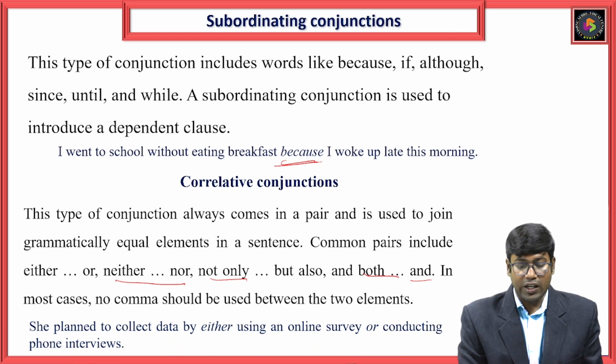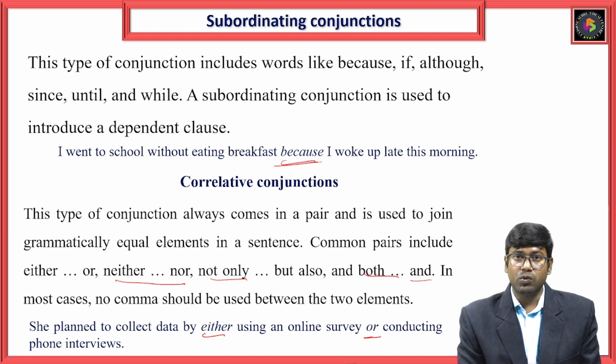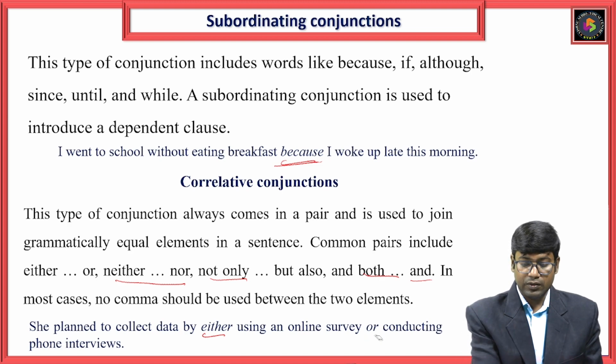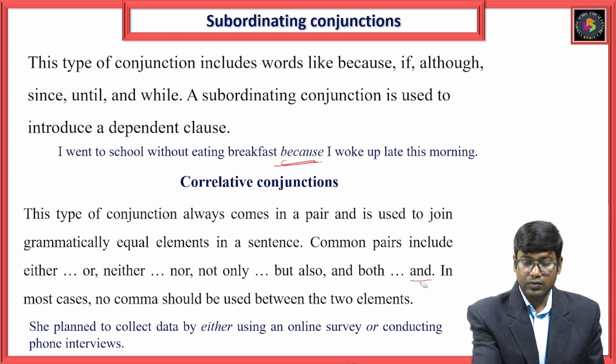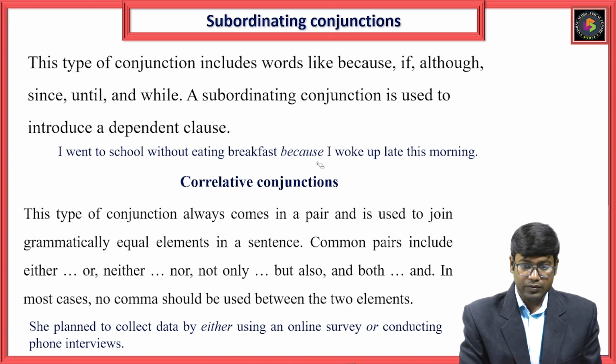She planned to collect data either using an online survey or conducting phone interviews. In this example, you can find either/or, a pair of conjunctions, and that is called a correlative conjunction.